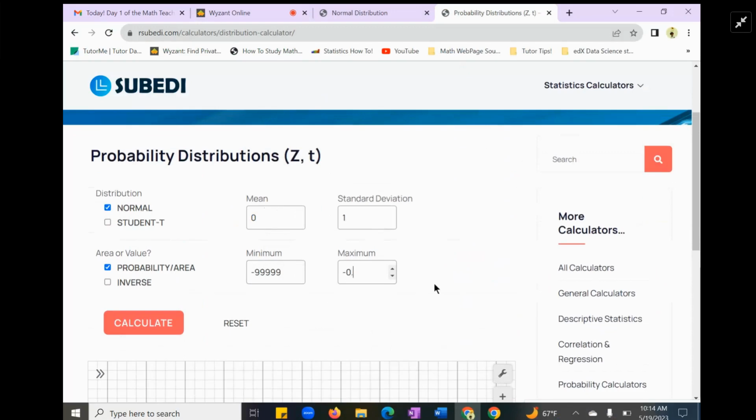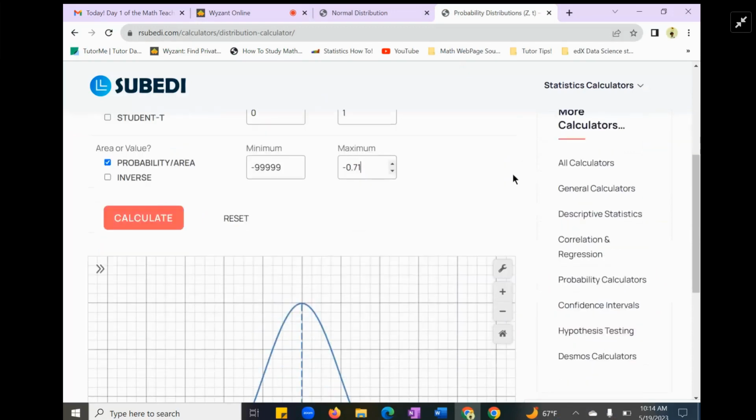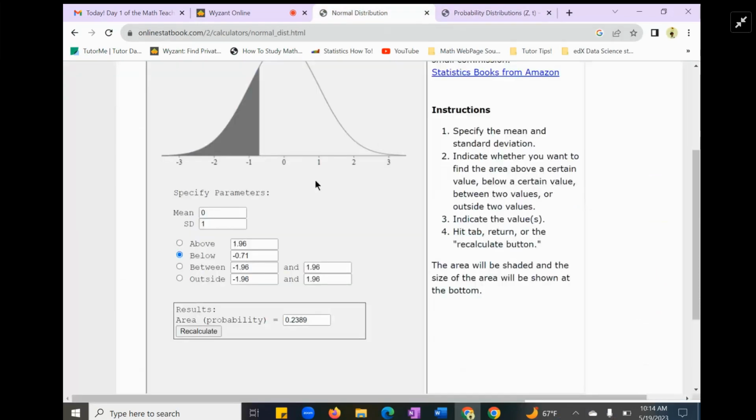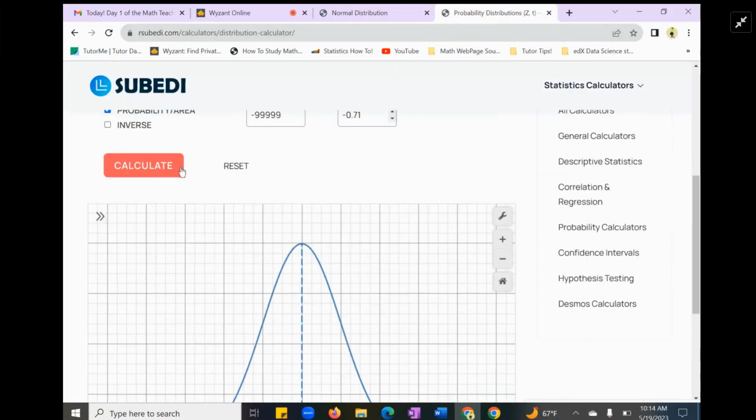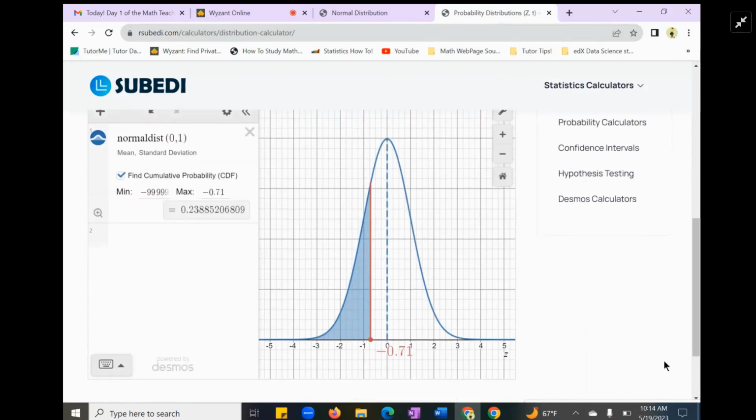And then we type -0.71. And just like this calculator, you're going to get a graph shown up too, which is really nice. You see a picture of what's happening. And there's the value again, 0.23885.